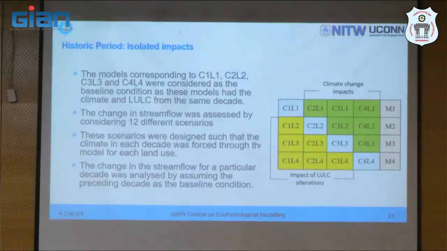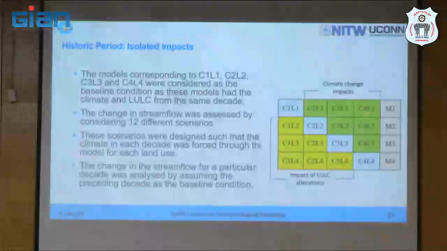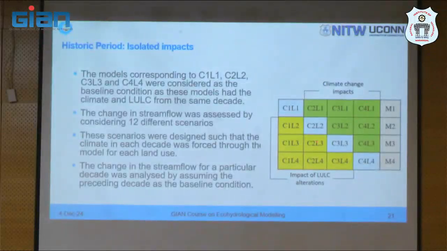C1L1, C2L1, that means climate for the second period and land use for the first period. C3L1, climate for the third period and land use for the first period, and C4L1 is climate for the fourth period and land use for the first period. Similarly, you keep the climate constant and change the land uses in your SWAT model, and this diagonal element is what we considered as the baseline, that is C1L1, C2L2, C3L3 and C4L4.